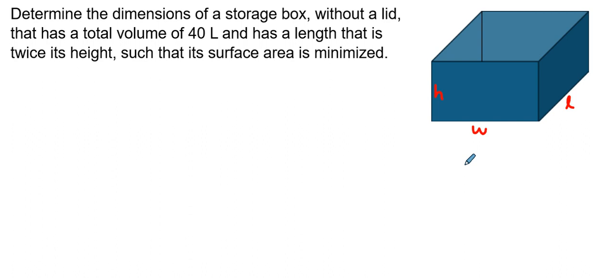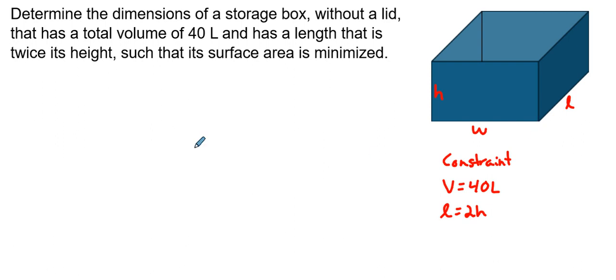So we have some constraints that we need to work with. So let's talk about the constraints. And the constraints are things that are put on our problem that limit what our values can be. So one of them is that the volume has to equal 40 liters. And the other one involves the length and the height. And we know that the length is going to equal twice the height. In other words, we want it to be twice as long as it is tall.